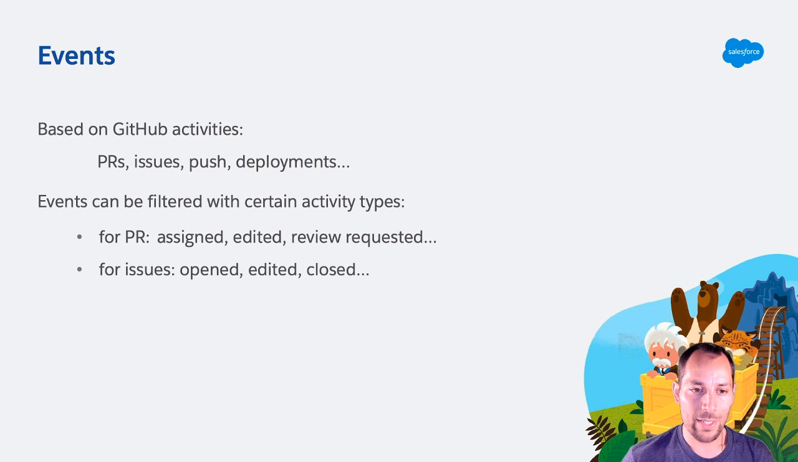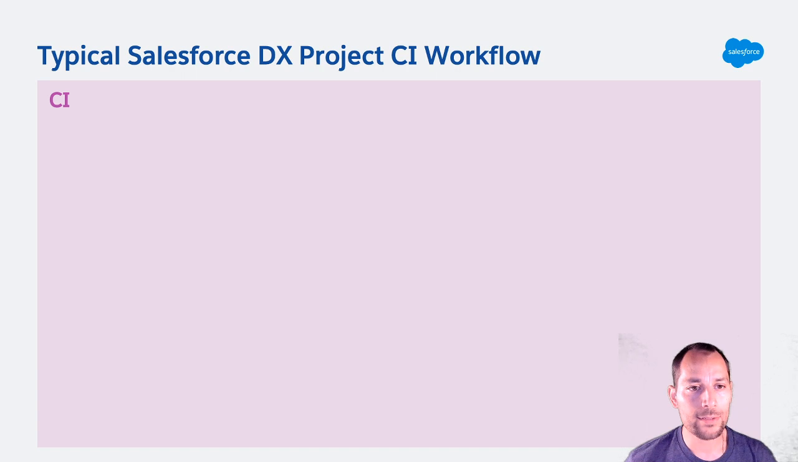So for example, for pull requests, you can filter to only fire your workflow when a pull request is assigned, edited, or a review is requested on a pull request. And for issues, you can trigger an event when the issue is opened, edited, or closed. There are many more event types, and the list is actually quite rich. There are a large number of things you can do. It's really amazing.